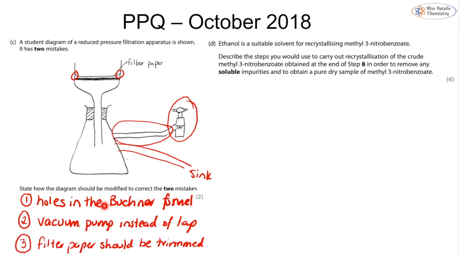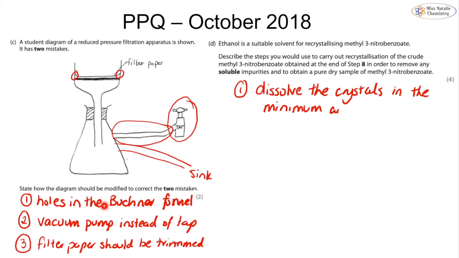Part D is then looking at recrystallization. As I said earlier, this does come up all the time in exams, and we want to describe the steps of how we do this in order to remove any soluble impurities and produce a pure dry sample. So there are 4 parts to this. The first part is to dissolve the crystals in the minimum amount of solvent. Minimum amount of hot solvent.